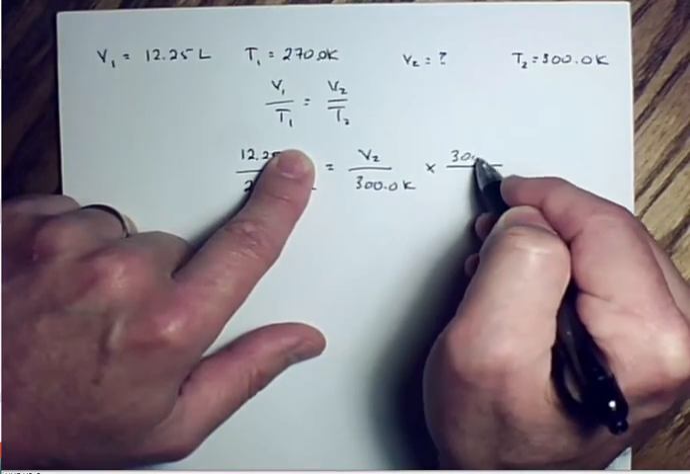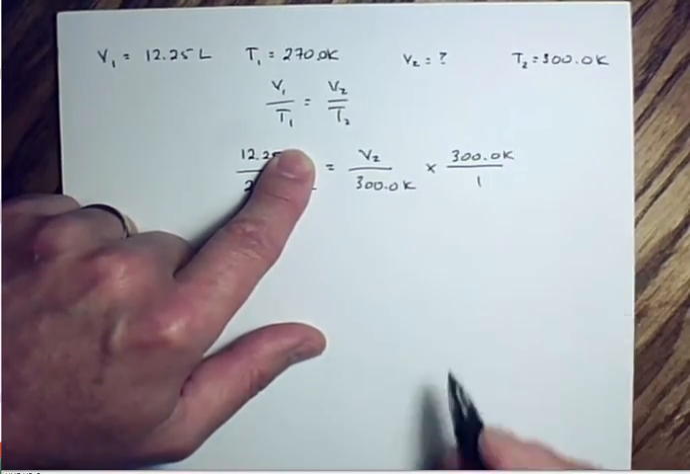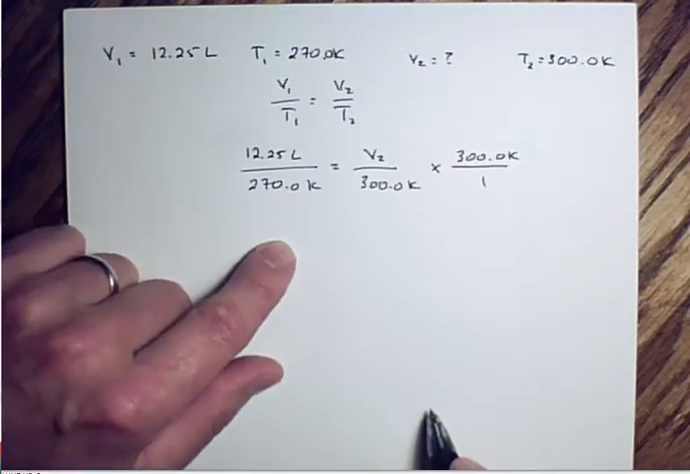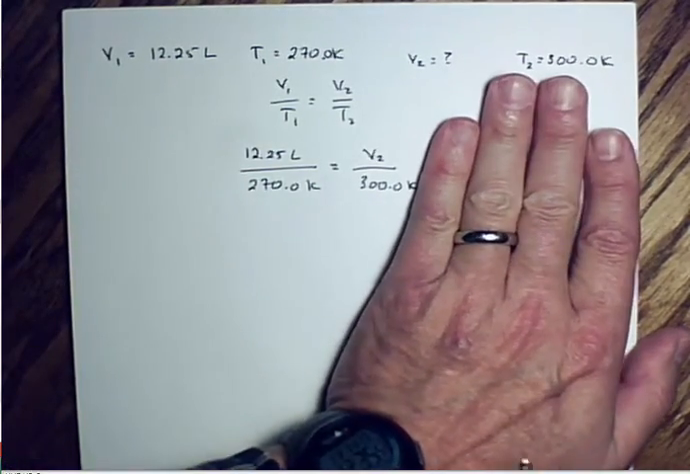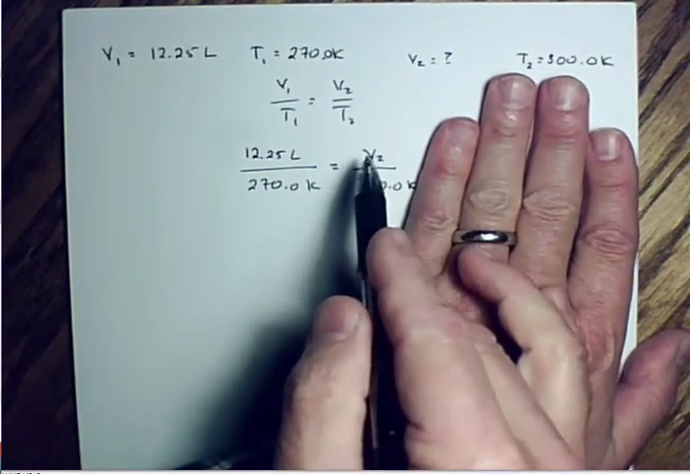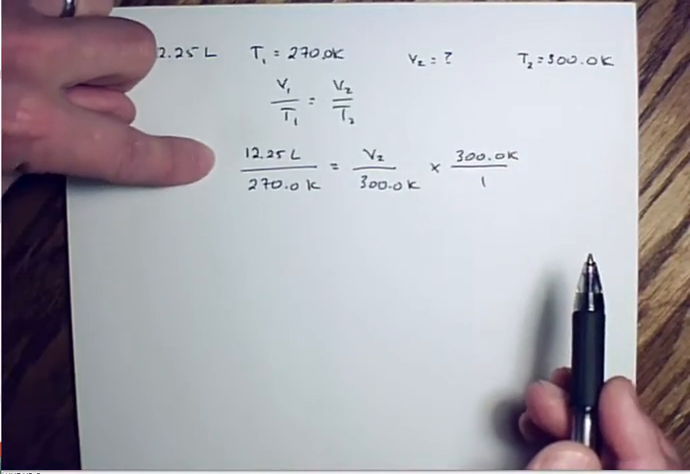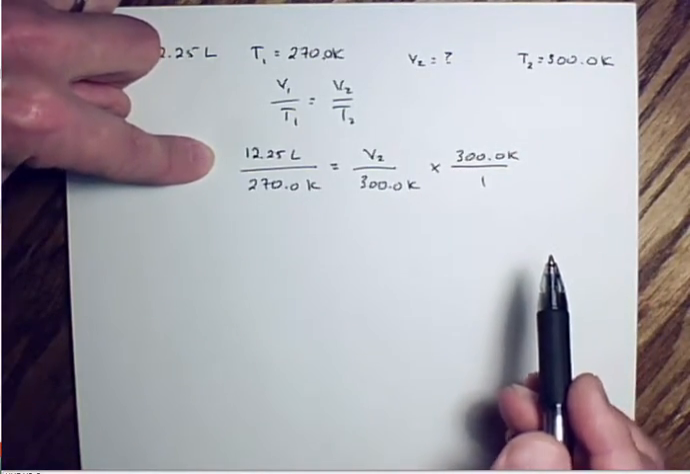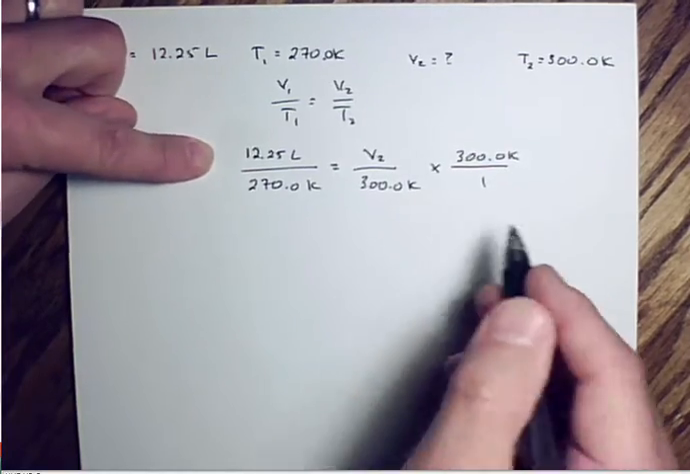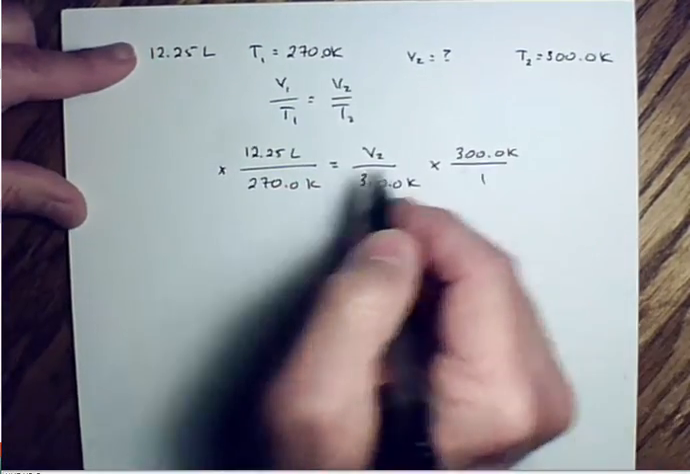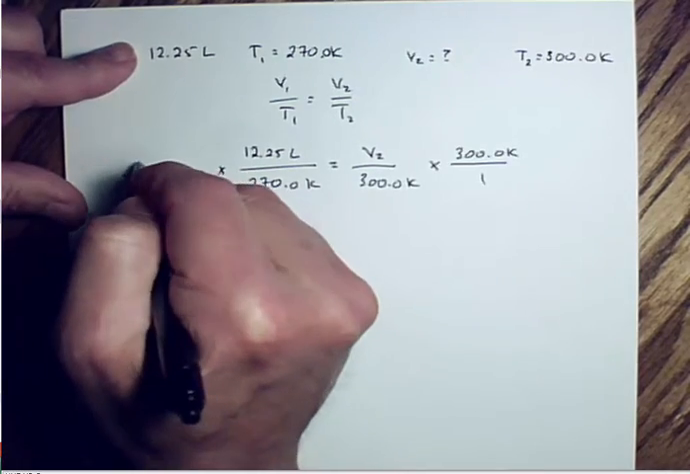We're going to multiply by 300.0 K. But remember, this was an equality. This was two things that are equal here. If I change the equality by putting this over here, I got to do the same thing to the other side. Got to do exactly the same thing on the other side. So if I do it to this side, I got to do it to this side.